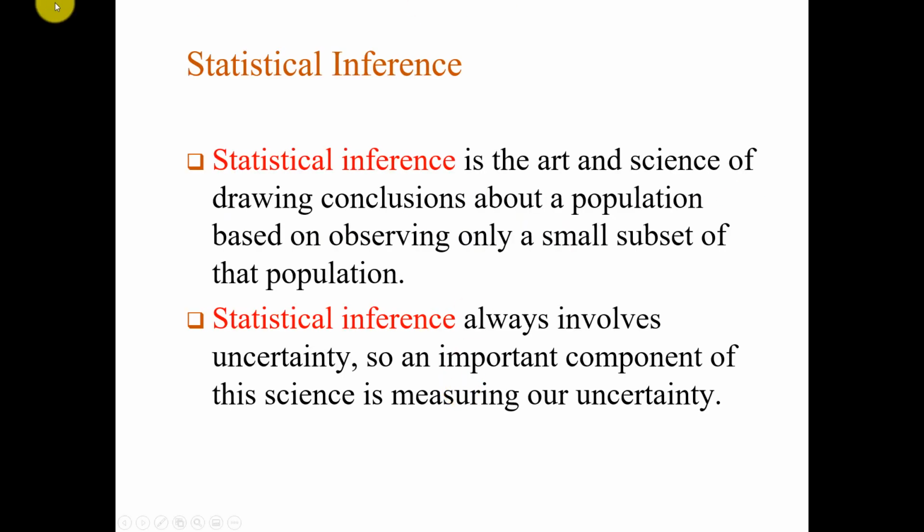So, dealing with inference, statistical inference. Statistical inference is the art and science of drawing conclusions about a population based on observing only a small subset of that population. And statistical inference always involves uncertainty, so an important component of the science is measuring our uncertainty. So that's the deal with, when you read the chapter, the standard error, that's what that is dealing with. And if someone ever asks you what stats is, it's quantifying uncertainty or risk. That's basically how I would describe it in a sentence.